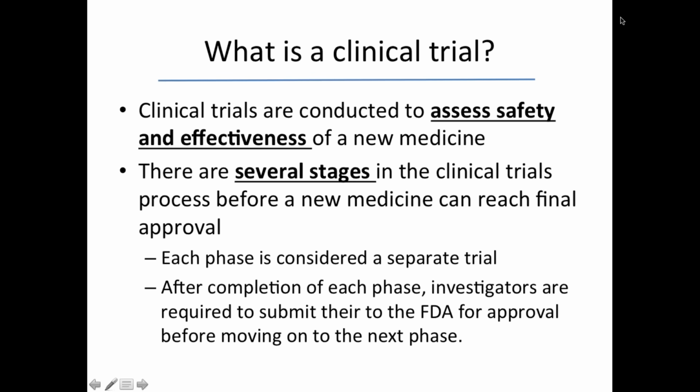So what exactly is a clinical trial? Clinical trials are conducted to assess two things: safety and effectiveness of the new medicine or of a new device. And there are several stages in the clinical trial process before a medicine can reach final approval. Each phase is considered to be a completely separate trial. So at the completion of each phase, researchers and investigators are required to submit the data from that phase to the FDA, and it has to be reviewed for whatever endpoints for safety before any approval can be given to move on to the next phase.